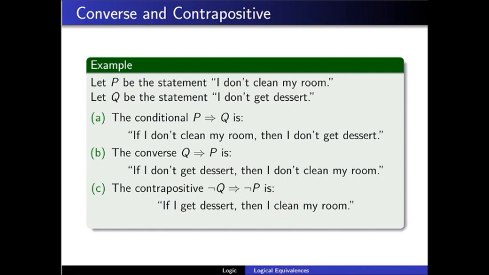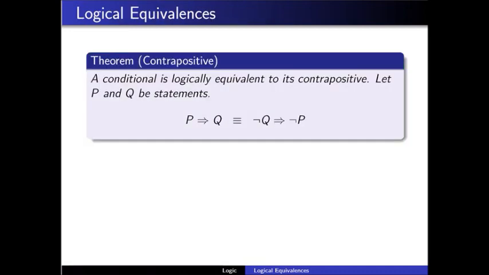Consider pausing the video for a moment and decide whether or not any of these statements have an equivalent meaning. After a little thought, it should be pretty easy to see that examples A and C have the same logical meaning. If I don't clean my room, then I don't get dessert means that if I did get dessert, I must have cleaned my room. So parts A and C seem to have the same meaning. On the other hand, part B seems to imply something different.